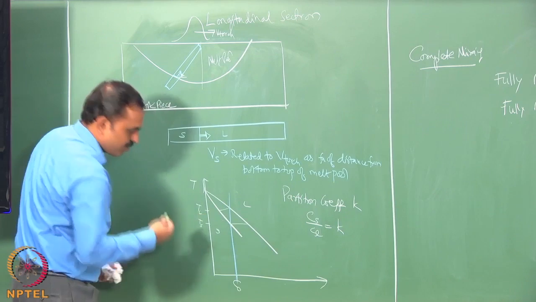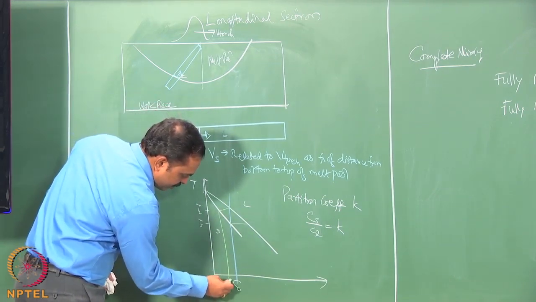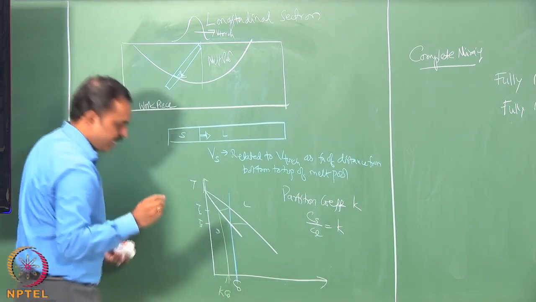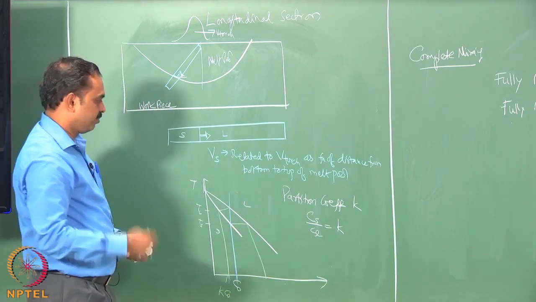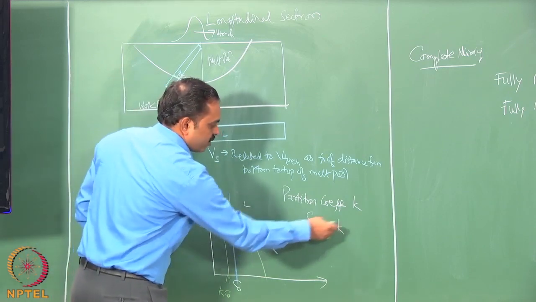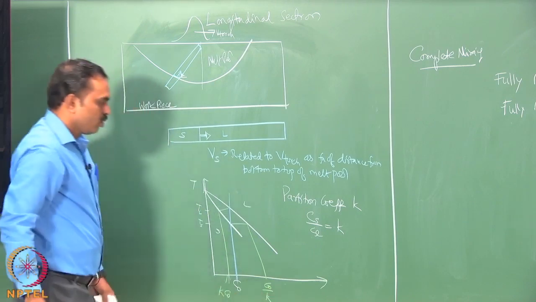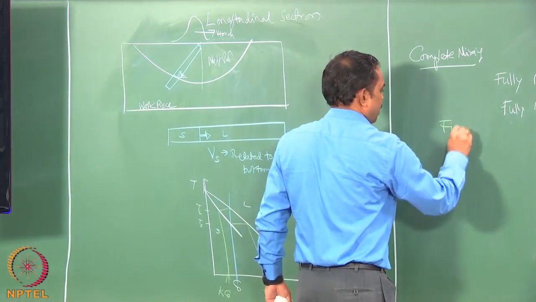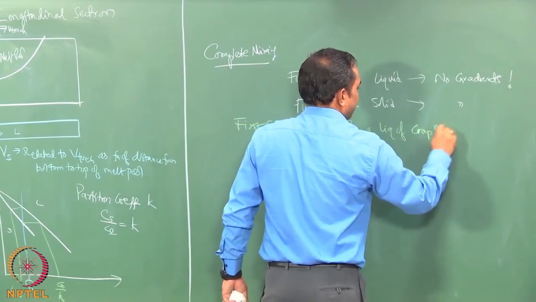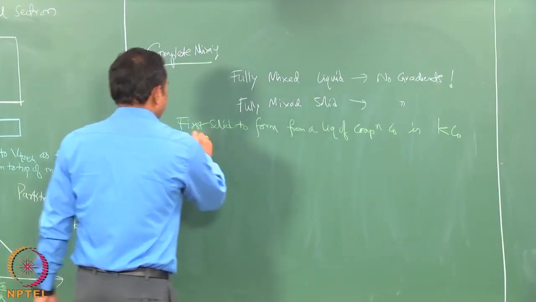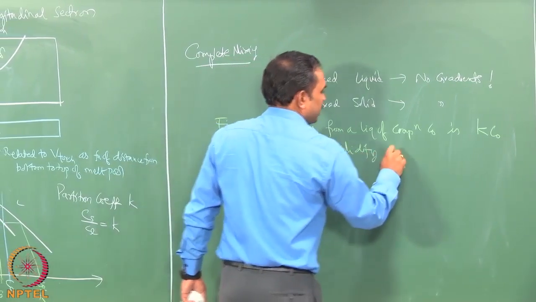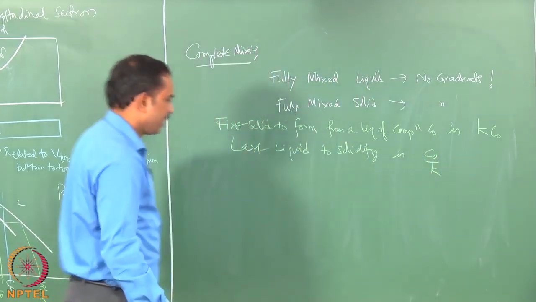This also means that you could now find out the value of this composition here. What is the first solid that will be coming out? That can be found from the same relationship. If the liquid composition is C naught, the first solid composition will be K C naught. And what will be the composition of the last liquid to solidify? By the time it comes to the end, the solid has a composition of C naught, so C naught by Cl is equal to K. So Cl is C naught by K. To summarize: the first solid to form from a liquid of composition C naught is K C naught, and the last liquid to solidify has a composition of C naught by K, as we have seen from the phase diagram.